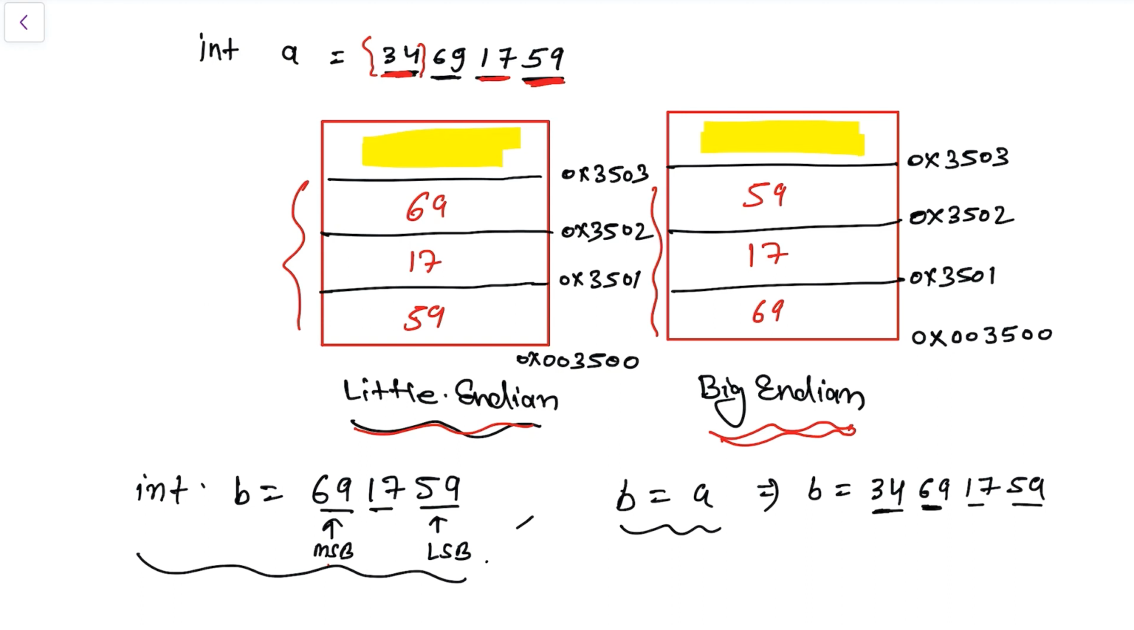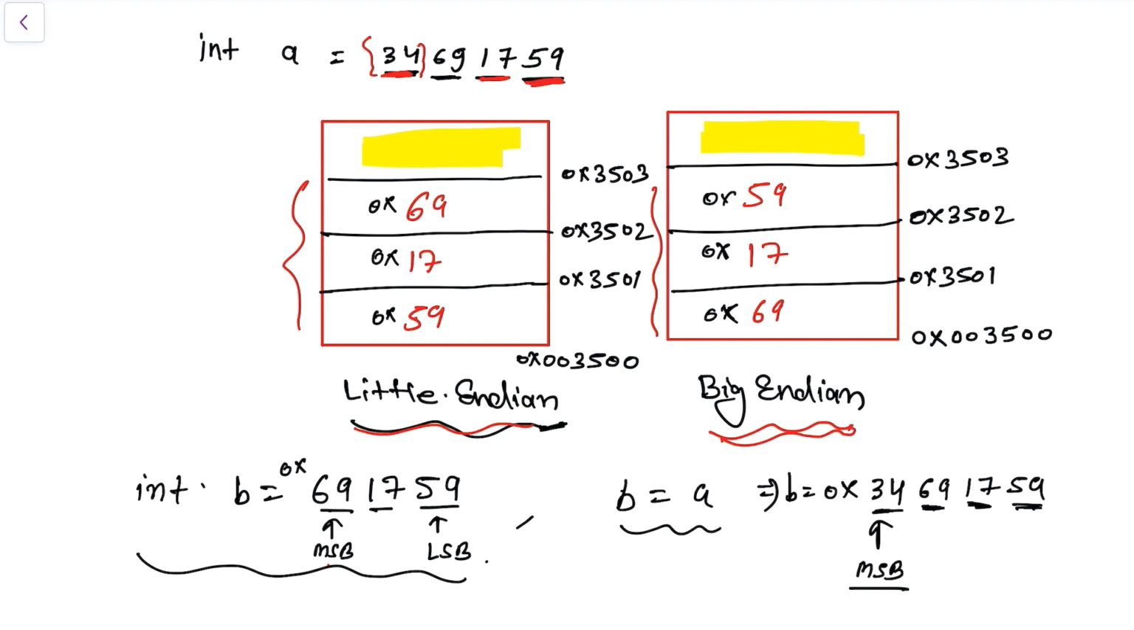Okay, so here you have a byte. In fact, you can say this is the 0x, and here this is the 0x. So this is all 0x. Let's represent it in hexadecimal numbers to make it a little simpler. So here you have b equal to 0x 34, 69, 17 and 59. So what happens in this case? Now 34 becomes the MSB.